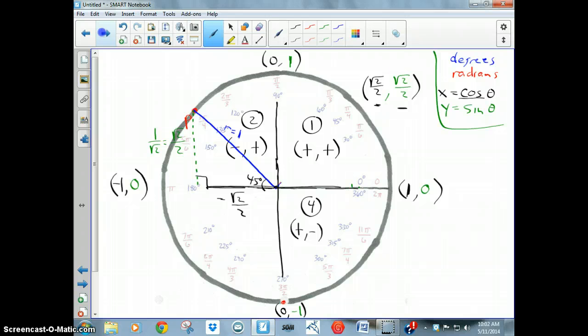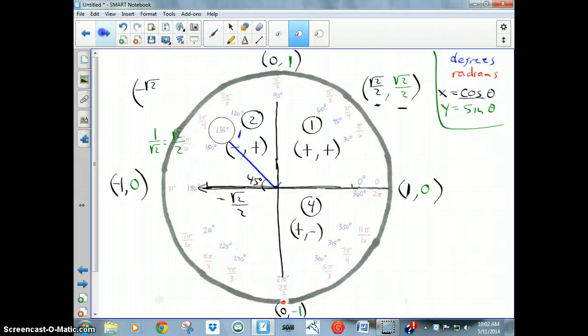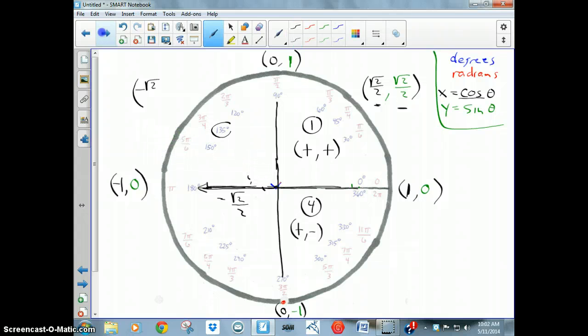Because it's negative square root of 2 over 2 to get over here, and then positive square root of 2 over 2 to get up there. So that would be the coordinate of point P. The cosine of 135 degrees, I'm going to erase all of this. The cosine of 135 degrees is negative square root of 2 over 2, and the sine is positive square root of 2 over 2. And that's how you fill out all the 45-degree angles.